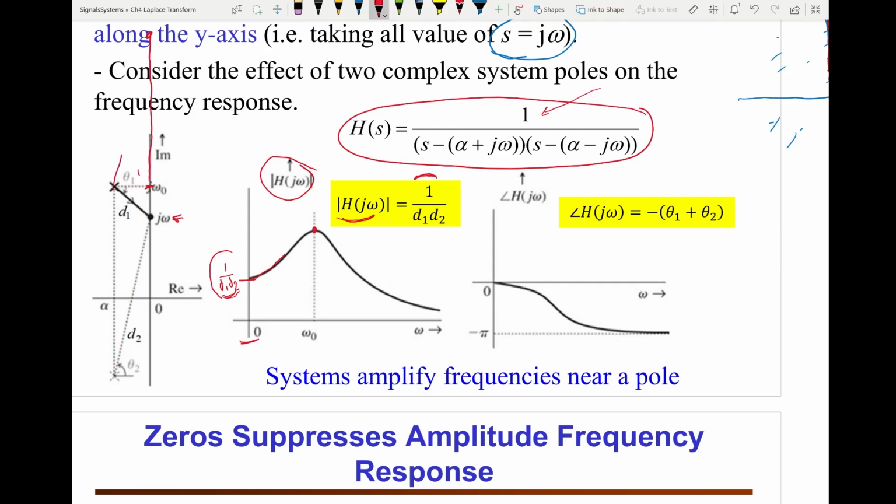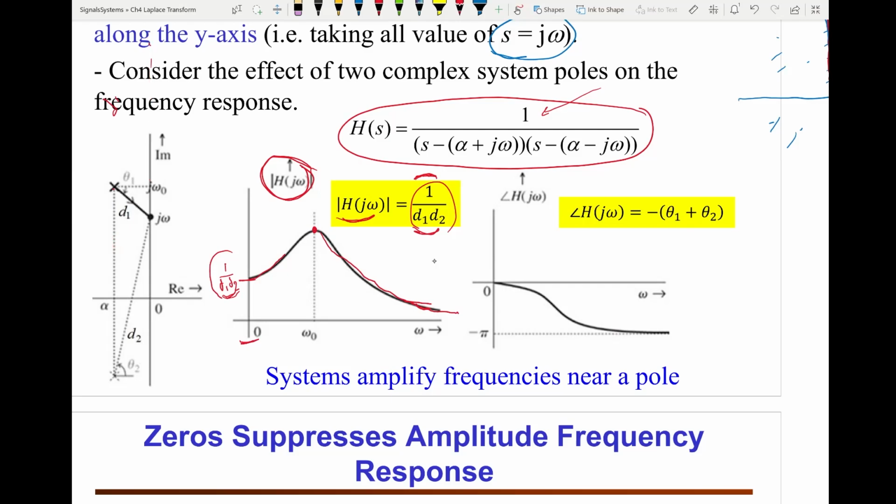Now, if the frequency of the input increases, let's say all the way to here, the distance from this pole, D1, becomes large and D2 will be even larger. So when you multiply D1 times D2, that's a big number. And 1 over a big number, you will get almost 0. So then it will start to decay. The higher the frequency, the more the system response will filter it out. And this is like a low pass filter. And that's the magnitude. Now let's look at the phase.